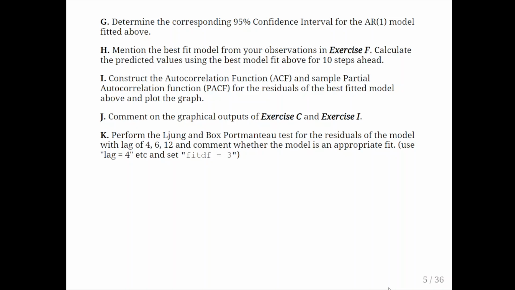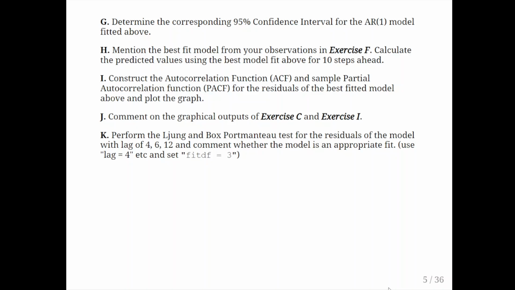Calculate the predicted values using the best fitted model above for the next 10 steps ahead. Construct the autocorrelation function and the sample autocorrelation, partial autocorrelation function for the residuals of the best fitted model. Comment on the graphical outputs, and then perform the Ljung-Box Portmanteau test for the residuals of the model with lags 4, 6, and 12, and comment whether this model is appropriate. We're going to use lags equals 4, 6, and 12, and also fit DF equals 3.